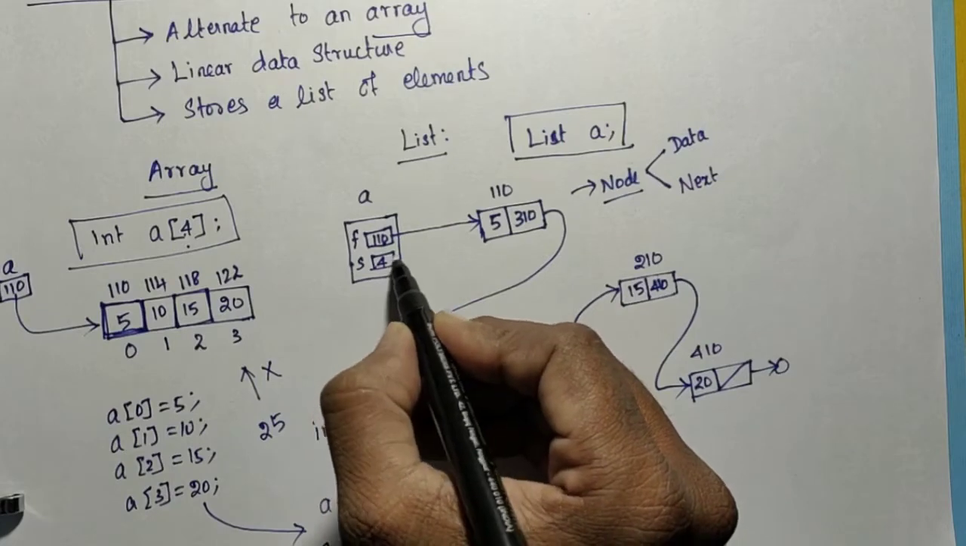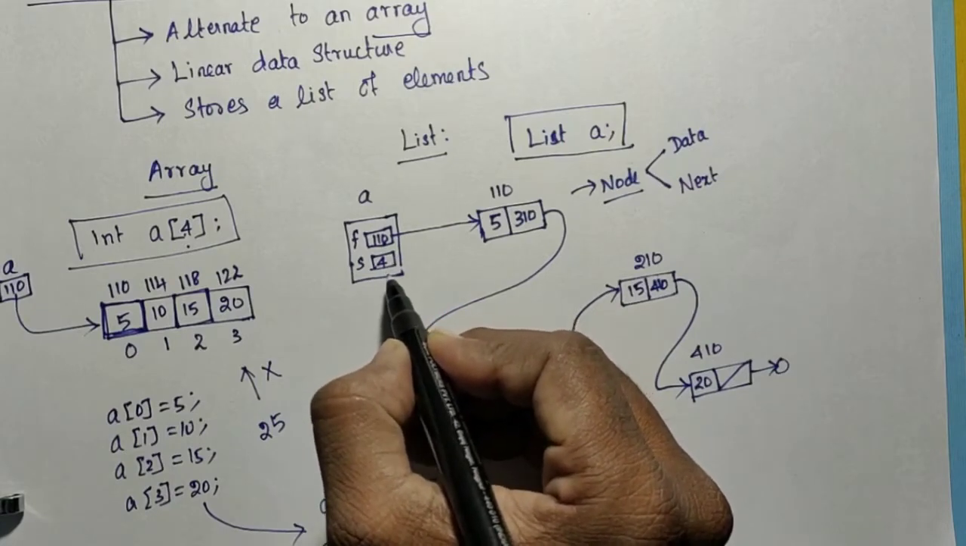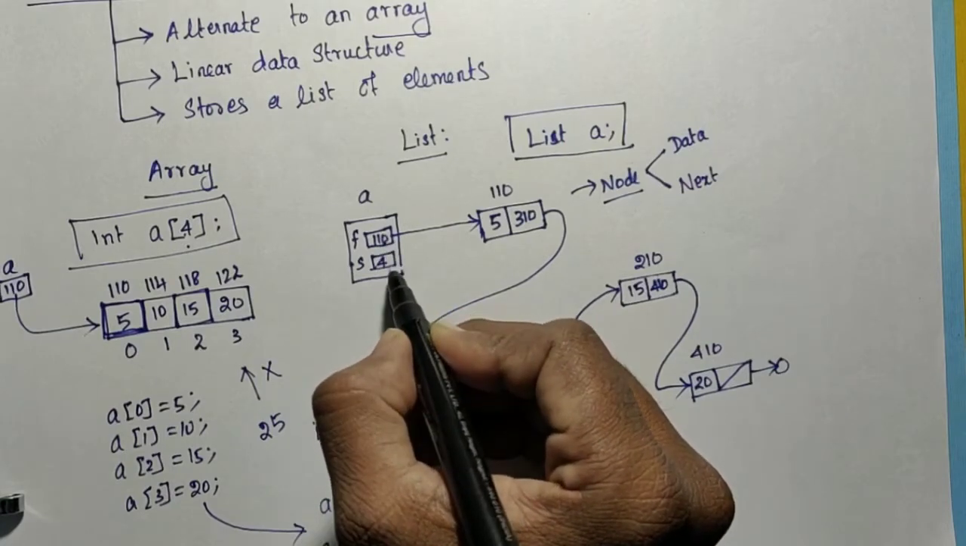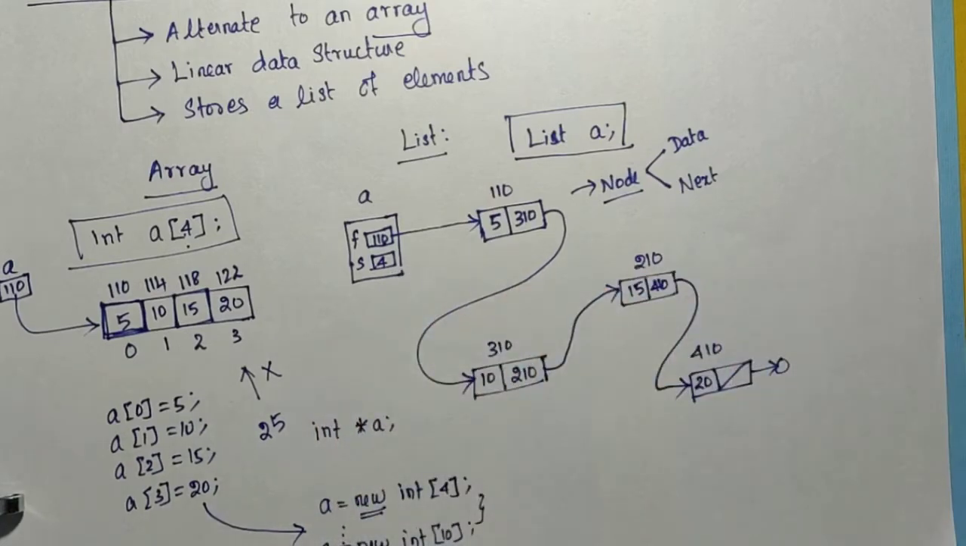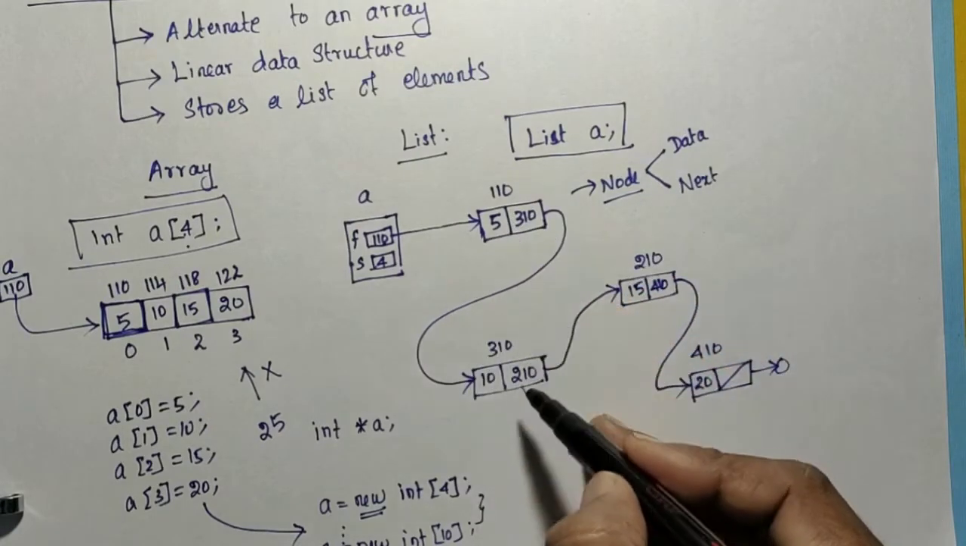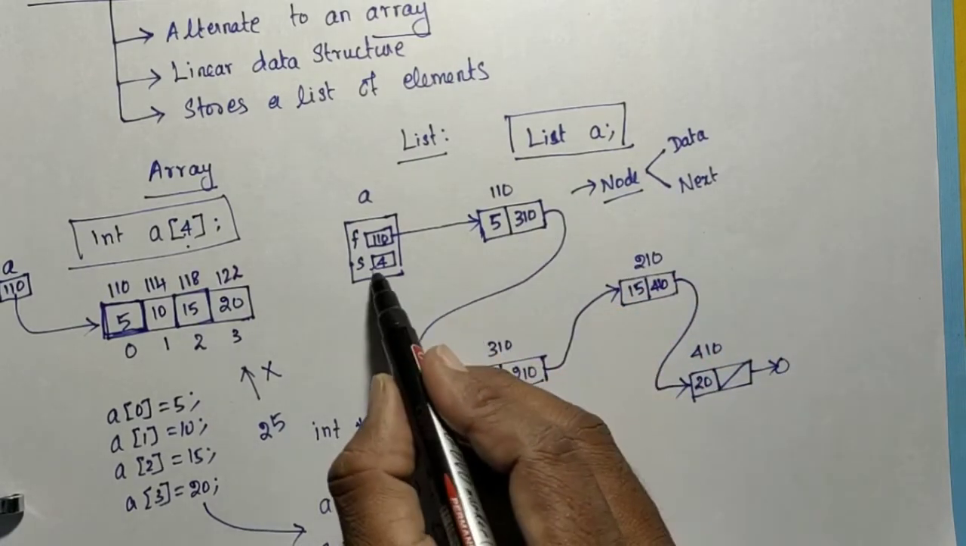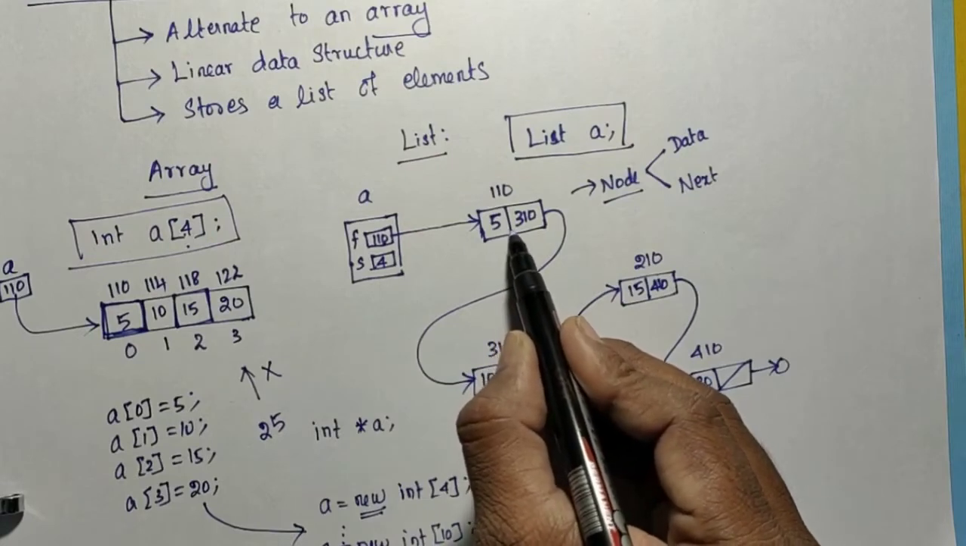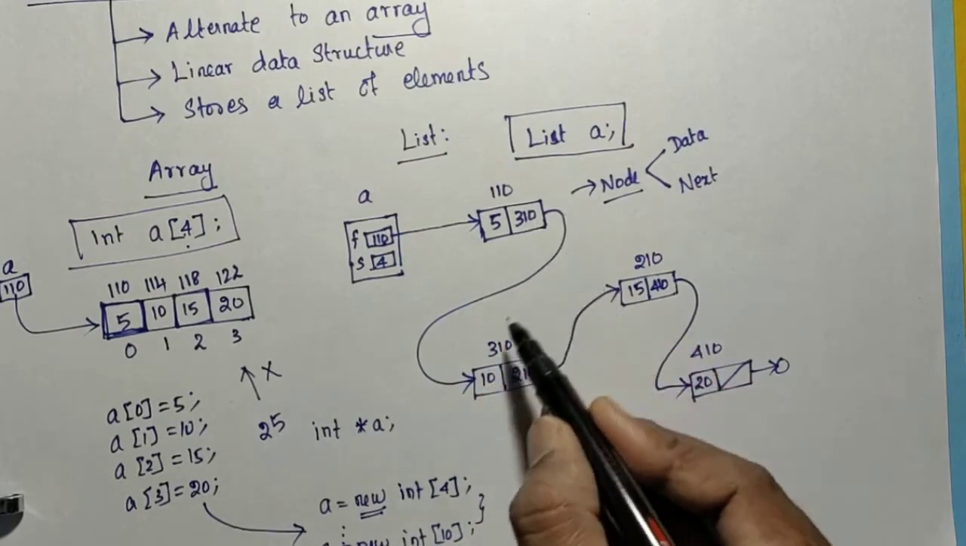It knows how many elements are there in the list, but it doesn't know what element values are stored in the list. Suppose you want to access the second element, I cannot go directly to the second element. I need to ask the first element who is the second element. So 310. Then we have to go here.